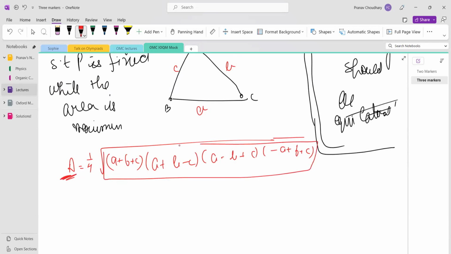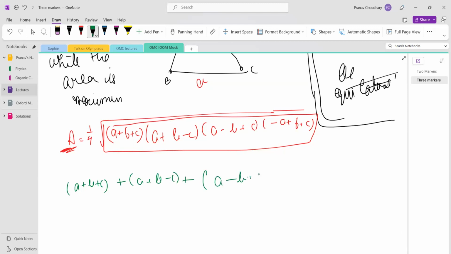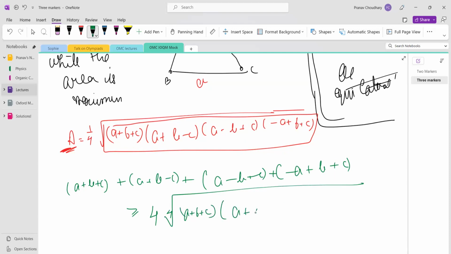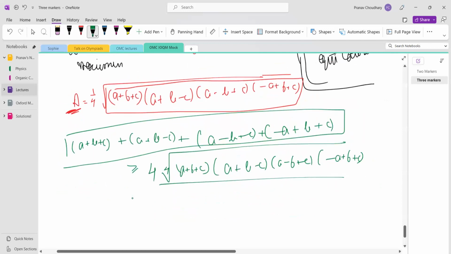So you have to maximize the area, which means you have to maximize this thing. If we apply AMGM, let's see, C cancels out. Okay. So A plus B plus C plus A plus B minus C plus A minus B plus C plus minus A plus B plus C. By the way, notice that all the four terms will be greater than 0, positive, by the triangle inequality. 4 times fourth root of a plus b plus c, a plus b minus c, a minus b plus c, minus a plus b plus c. And this is what we have to maximize, right? This would be the maximum value. I don't think the maximum value really matters. We know that this is the maximum. But the important part is, when is this maximum achieved?